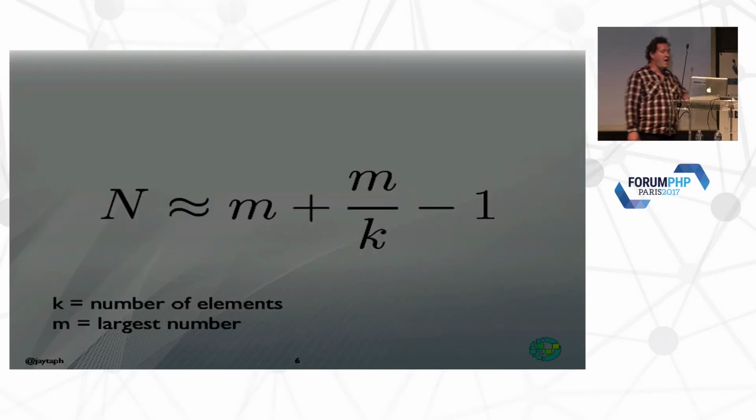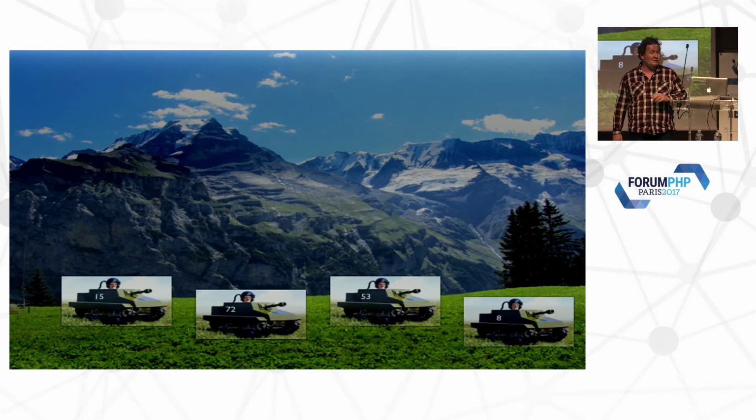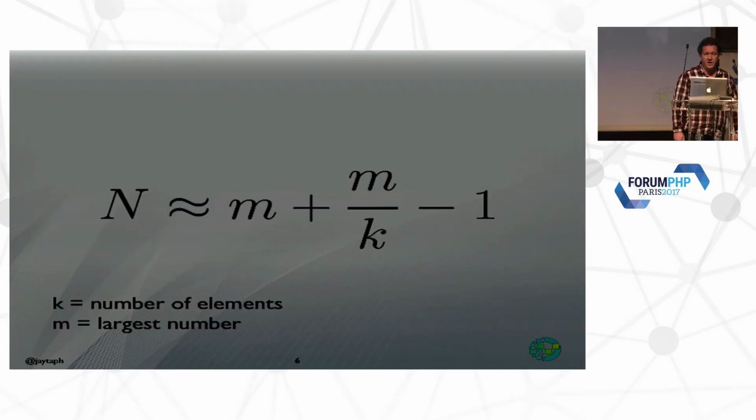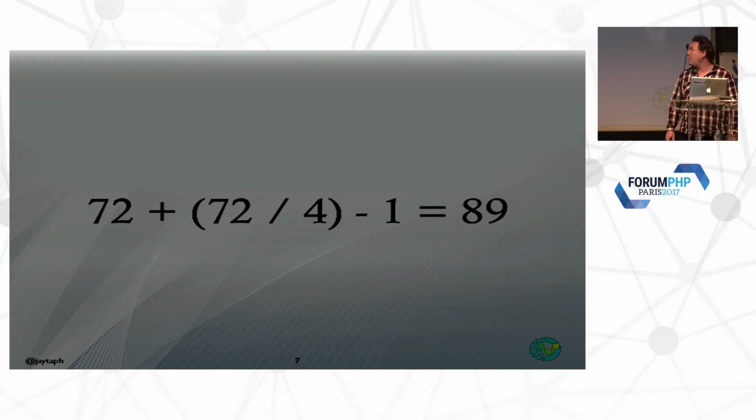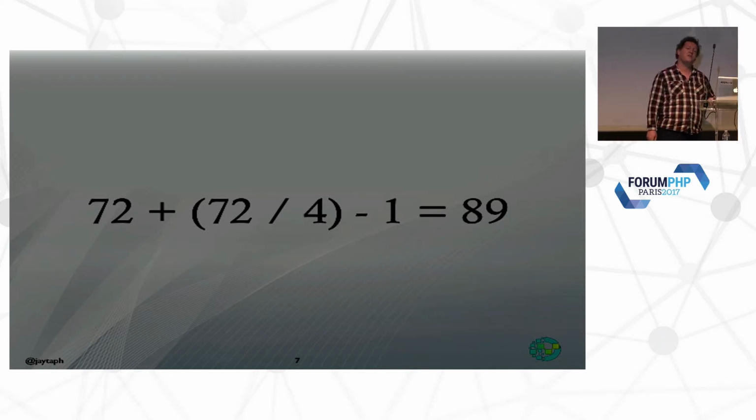This formula says N equals, or almost equals, M, which is the largest number we saw on the tank, plus M divided by K, which is the number of tanks we see, minus 1. Well, in the example, we saw a tank with 72, and there are four tanks. So we fill in that information in the formula, and we get 89. So based on the fact that we saw only four different tanks, and the largest number was 72, we can deduce that the Germans have 89 tanks.